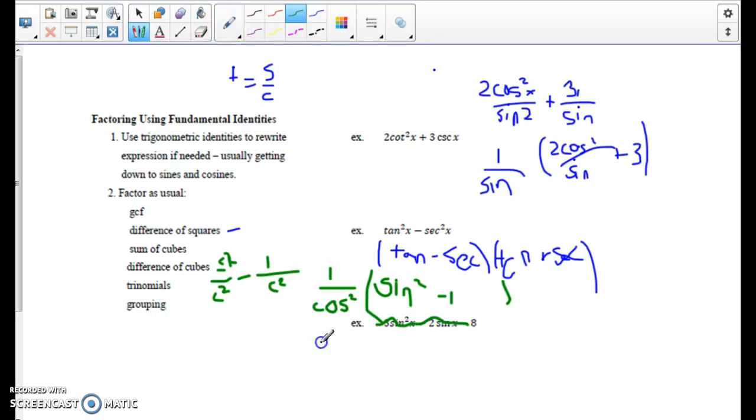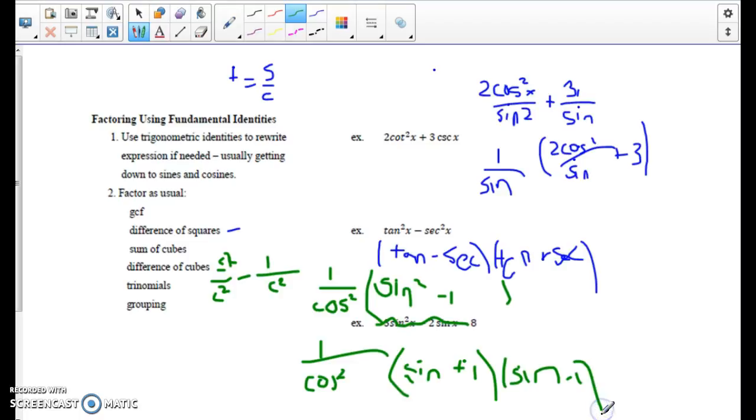So I would do 1 over cosine squared times sine plus 1 and then sine minus 1. Then you go, well, which one do you prefer? At this point, it does not matter to me. You can have multiple answers. You'll see where we're going next, that different paths may be more or less helpful, and it's never the same path that's more or less helpful. So I would accept either answer.